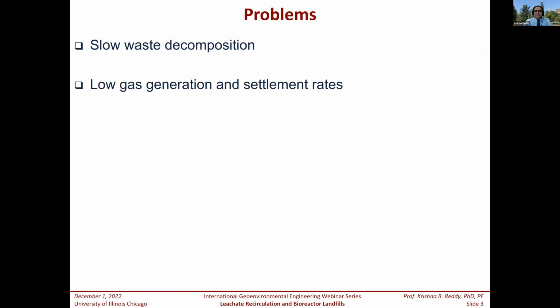If the degradation is slow, because of the degradation, you can generate gas, and because of the loss of solids, you're going to have settlement. So all those things will happen very slowly. So you're going to have a low gas generation, basically a slow rate of gas generation, and slow settlement rates.